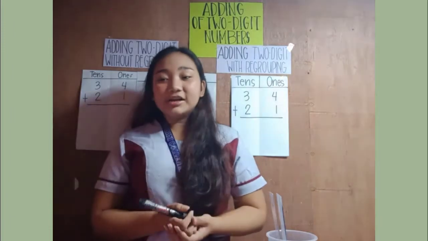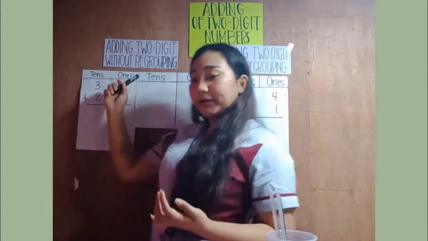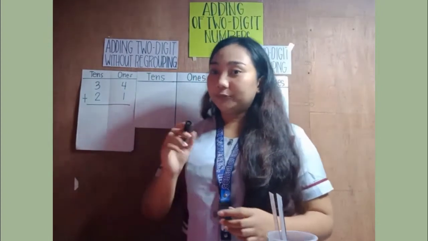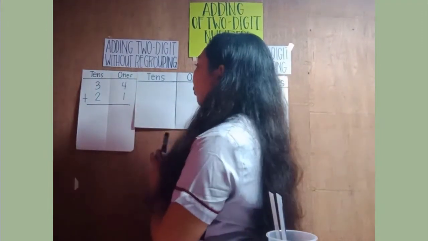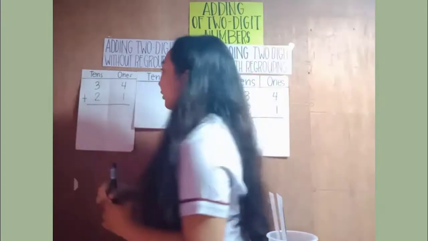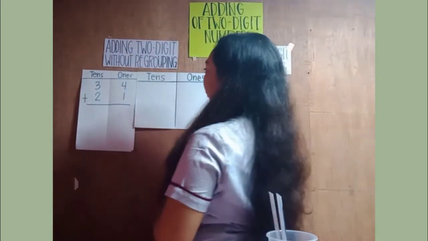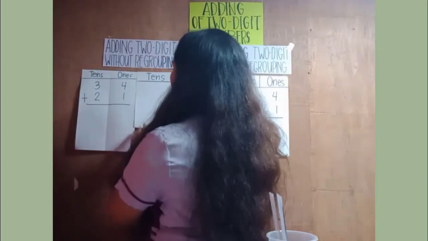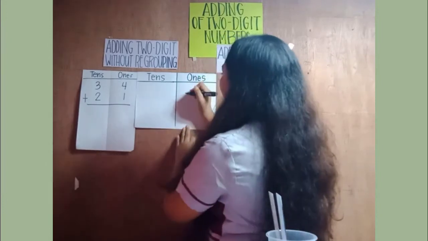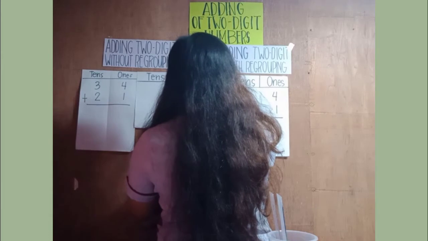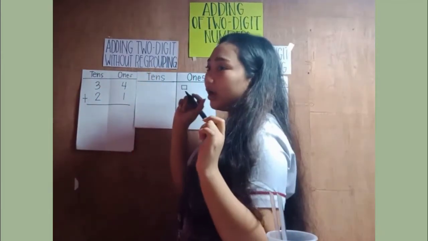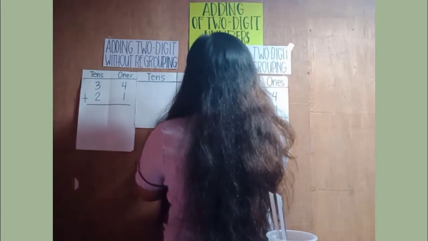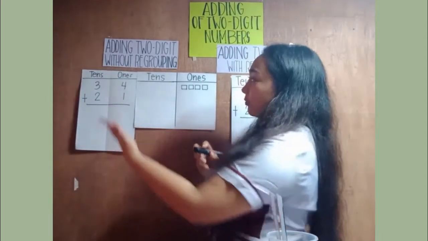So now class, I will give you another example on how to add the two-digit numbers with regrouping and without regrouping. So first, we will add 34 plus 21 with regrouping. The first step, you're going to regroup 34 and 21. So first we're going to make an example of how to regroup it. So 34 and 21. We're going to make 4 small objects in the ones column and 3 objects in the tens column.